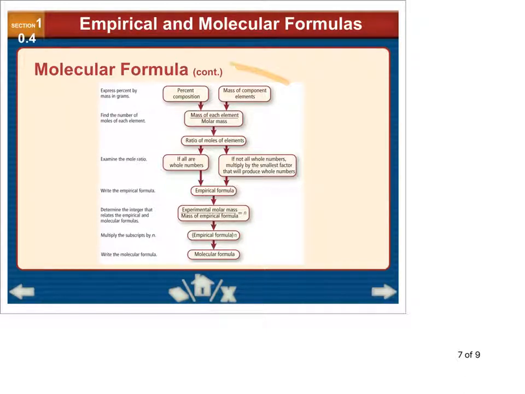And here's a little flow chart. If you like flow charts, put it in your notes if it helps you. If flow charts really don't help you that much, don't put it in.